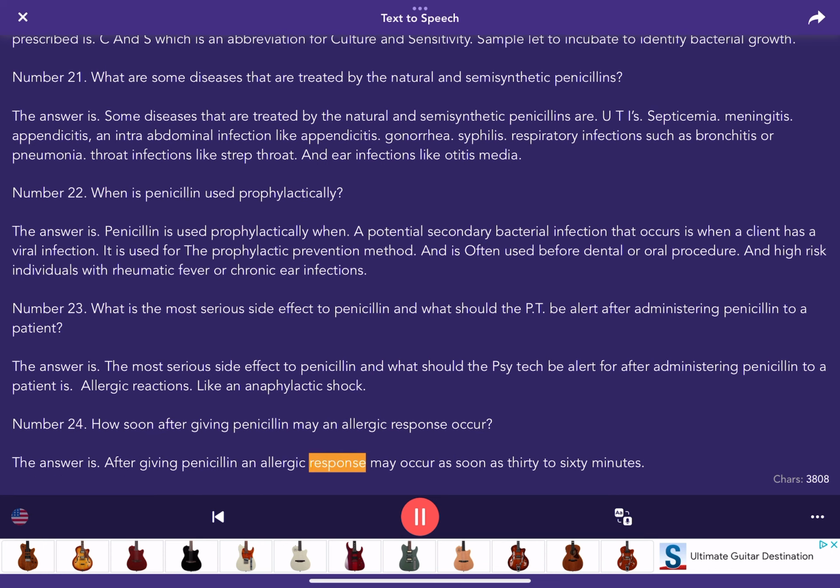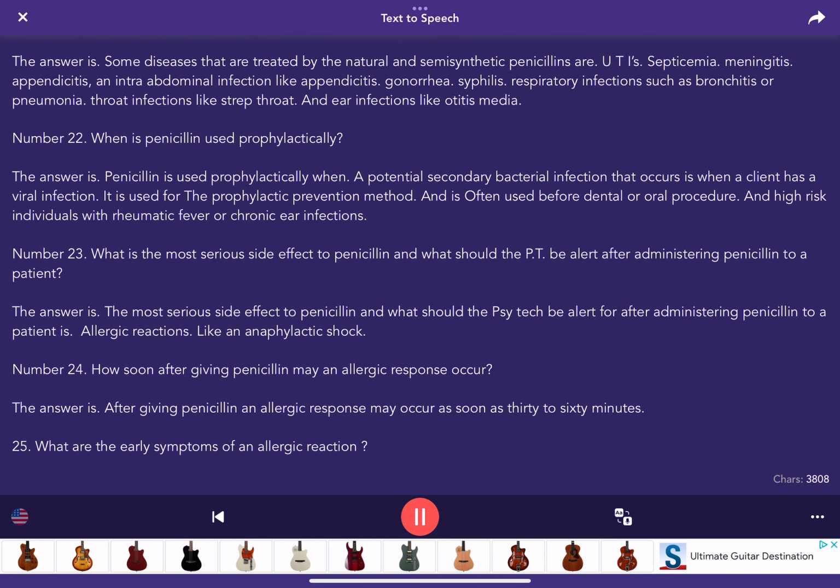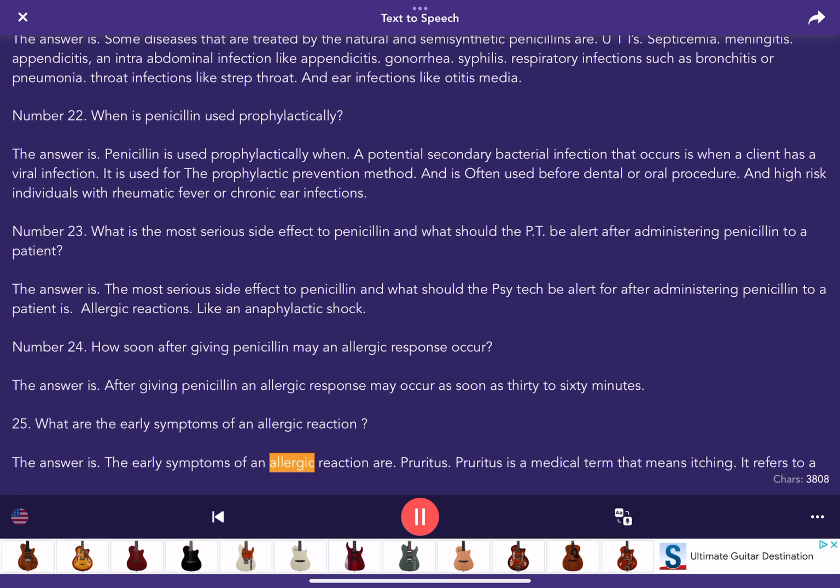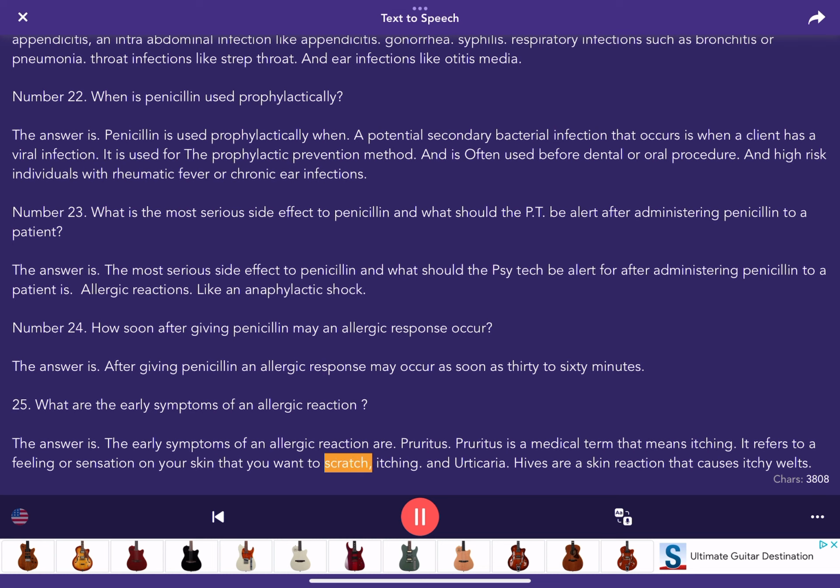25. What are the early symptoms of an allergic reaction? The answer is, the early symptoms of an allergic reaction are pruritus. Pruritus is a medical term that means itching. It refers to a feeling or sensation on your skin that you want to scratch. Itching and urticaria. Hives are a skin reaction that causes itchy welts.